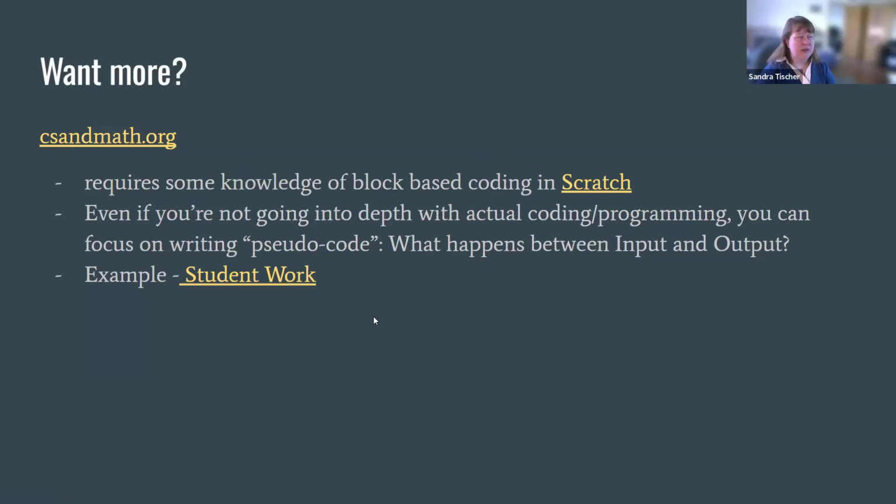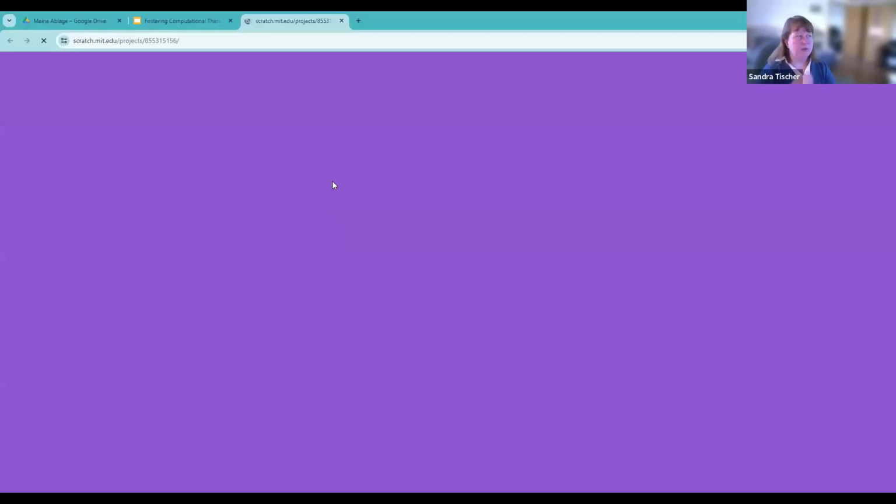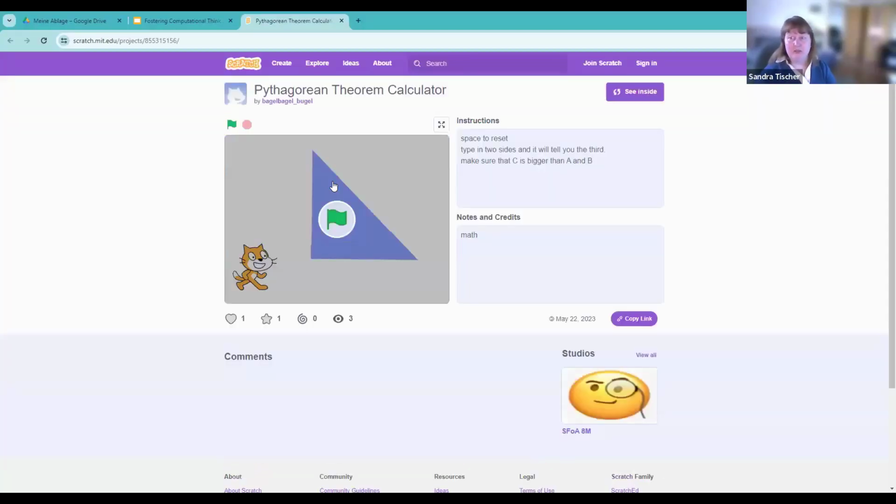Even if you're not going into depth with the actual coding or programming, you can focus on writing pseudocode. So what has to happen between the input and the output? You don't actually have to go into Scratch. You can just have students realize, okay, this is how that would work. I had one of those very rare years where I was done with the learning goals 2 weeks before the end of instruction.